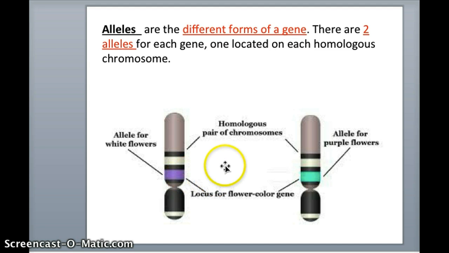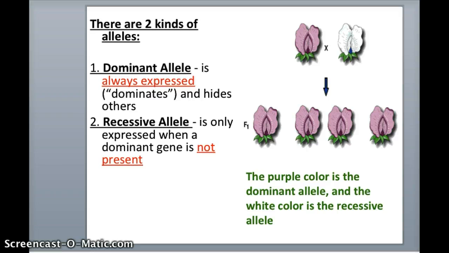So let's say you can see here, okay, this is the flower color gene. It's located right here, right across from each other. You can see, let's say the purple one is mom's. The mom's allele is for white flowers, and dad's is the allele for purple flowers. So you can see they're different, but they're for the same gene. They're for the flower color gene. So we call these different forms of a gene alleles. All right, let's keep going.